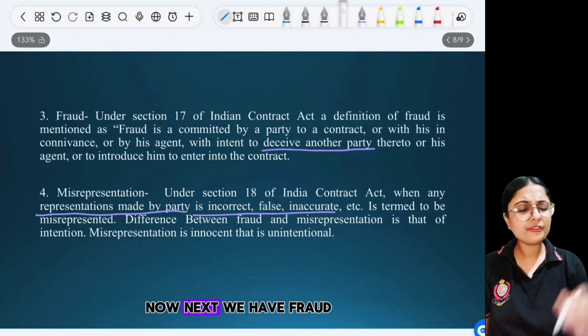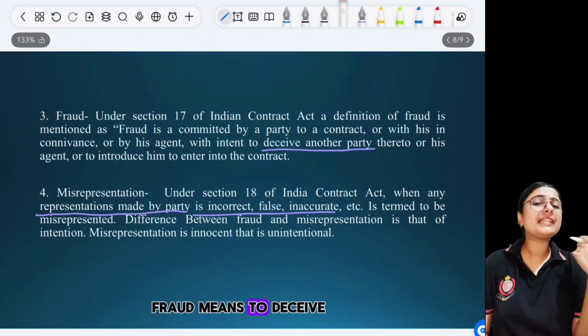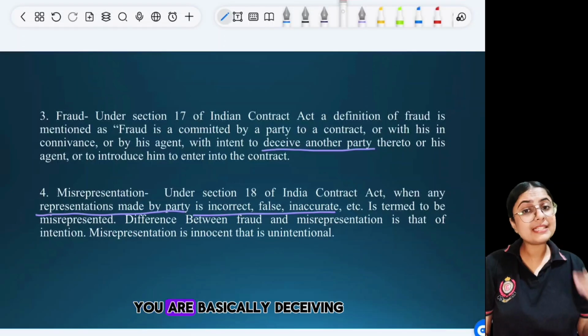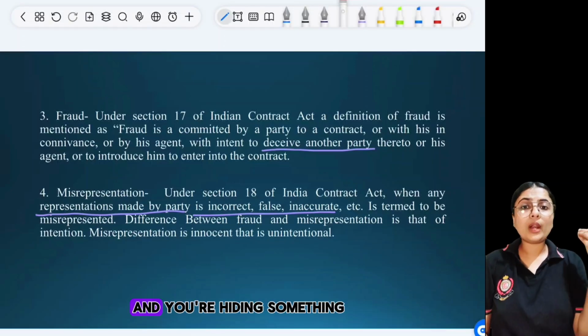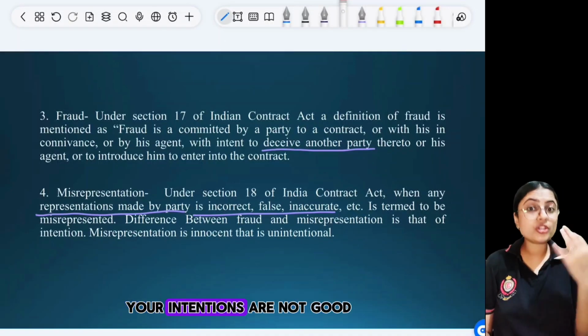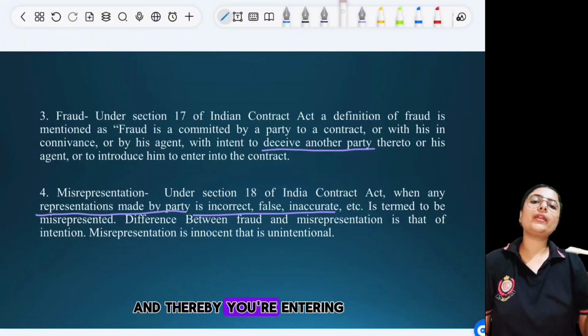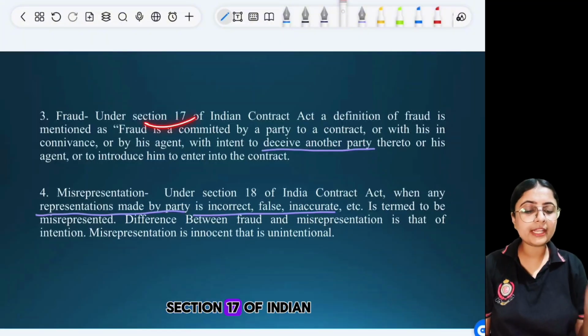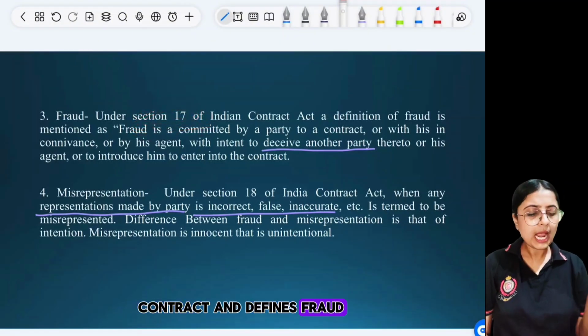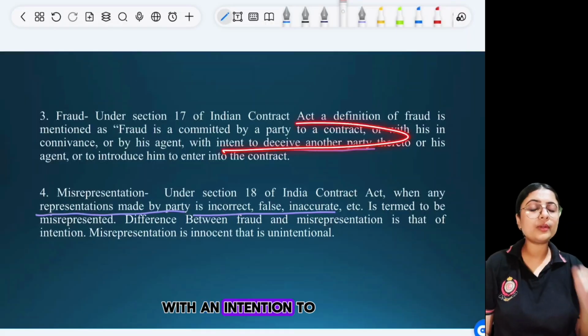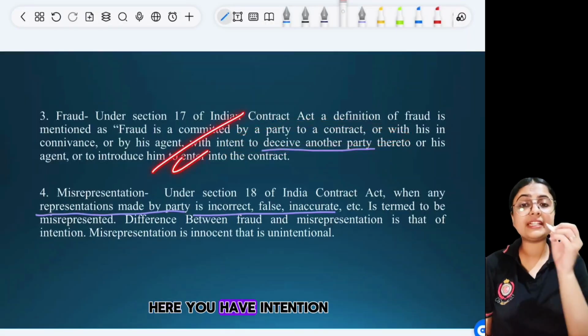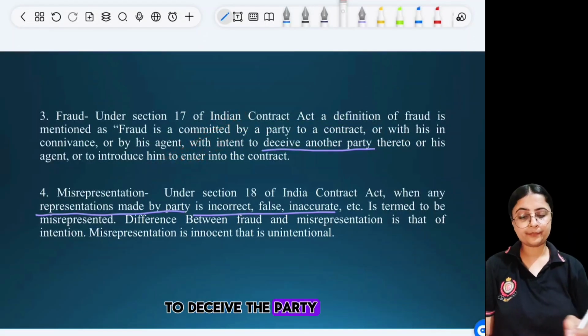Now next, we have fraud. Fraud means to deceive another party. You are basically deceiving the other party and you are hiding something. Your intentions are not good, and thereby you are entering into a contract. Section 17 of the Indian Contract Act defines fraud and basically means with an intention to deceive another party. Here you have intention to deceive the party.